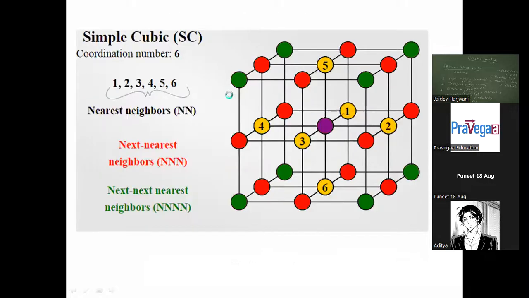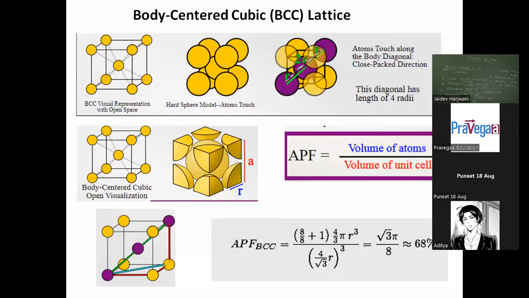And then we have the body centered cubic lattice. So in this body centered cubic lattice, what is there? My corner atoms are not touching each other. You can see these are not touching each other, but they all are touching this center atom. So all these atoms are touching the center atom. That is why it is called body centered cubic lattice.